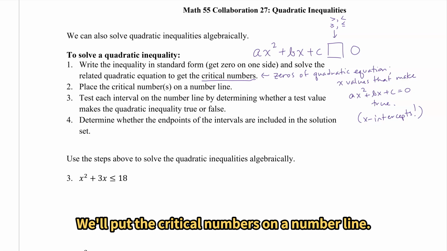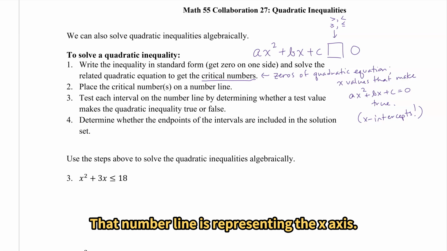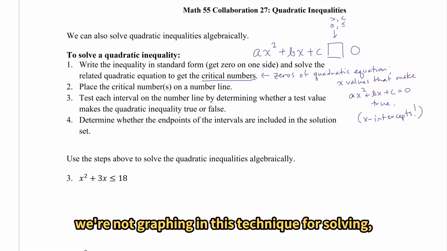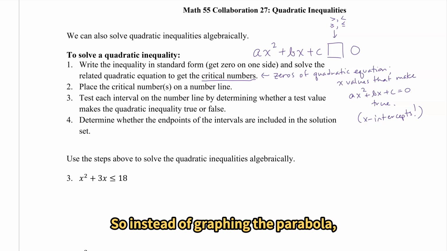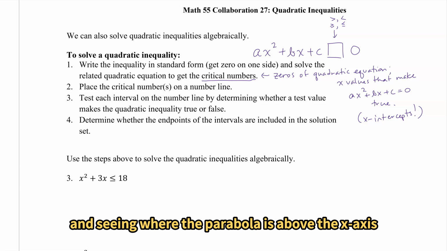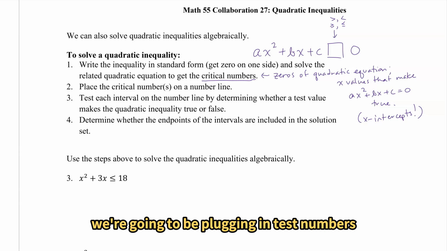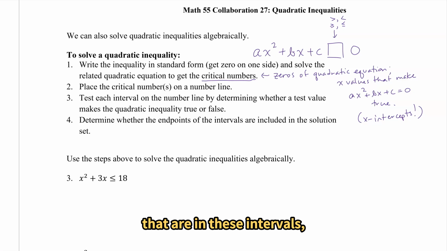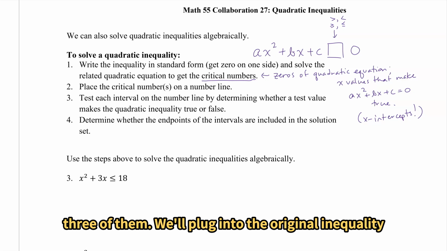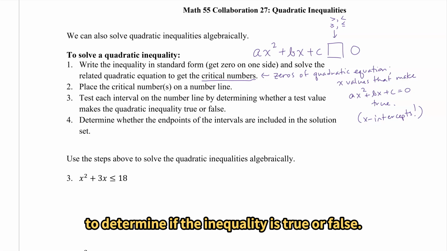We'll put the critical numbers on a number line. That number line is representing the x-axis. And then remember, we're not graphing in this technique for solving, we're doing it algebraically. So instead of graphing the parabola and seeing where the parabola is above the x-axis or below the x-axis, we're going to be plugging in test numbers that are in these intervals. We'll only have to test 3 of them. We'll plug into the original inequality to determine if the inequality is true or false.